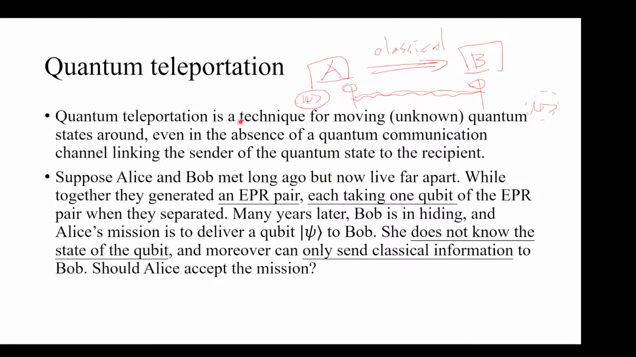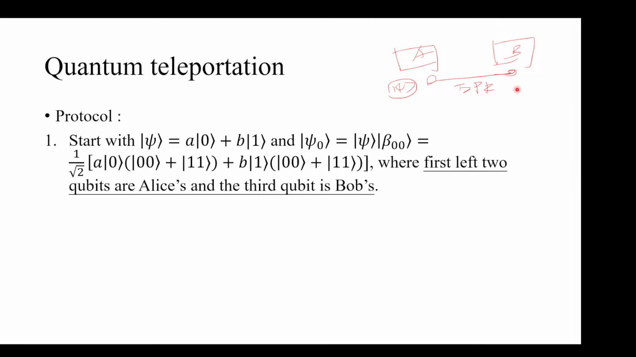Okay. In the quantum teleportation protocol, Alice and Bob share an EPR pair, and Alice has another unknown quantum state, and she wants Bob to hold this unknown quantum state. She wants Bob to have exactly this unknown quantum state at the end of the protocol. The protocol has several steps. As described, the first step is that Alice is holding two qubits, and Bob is holding one qubit.